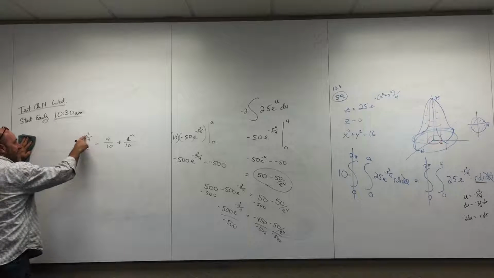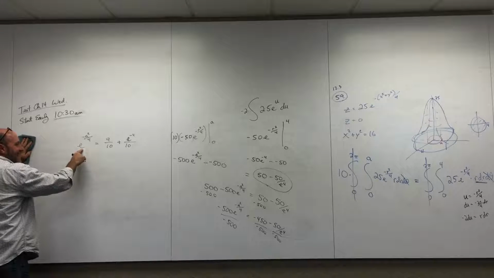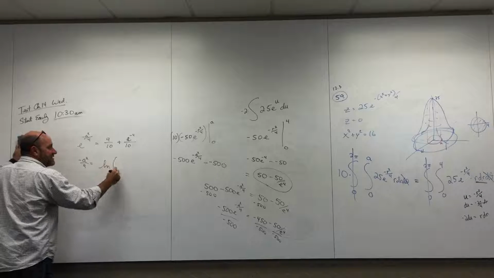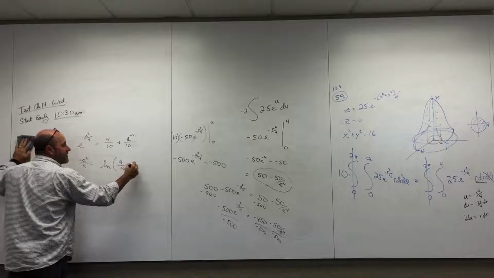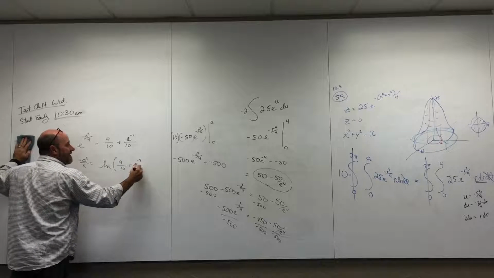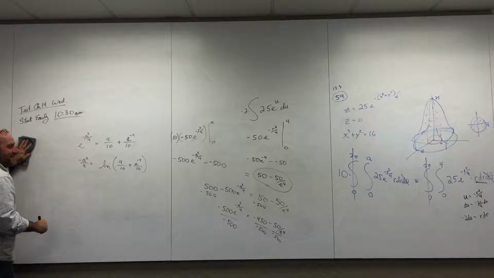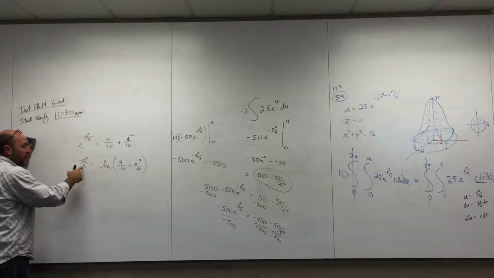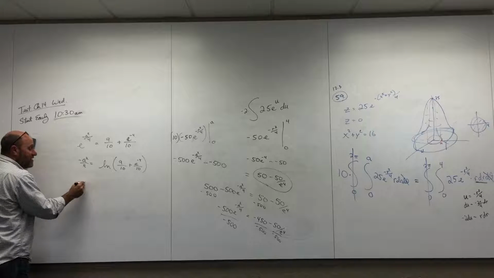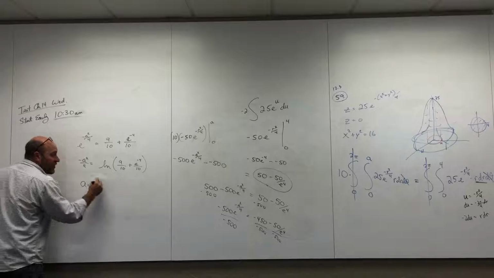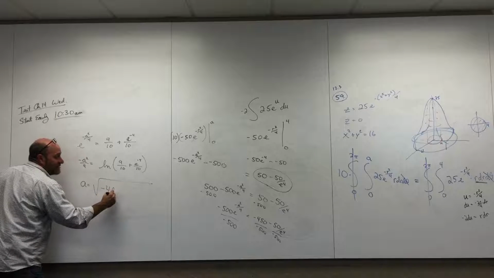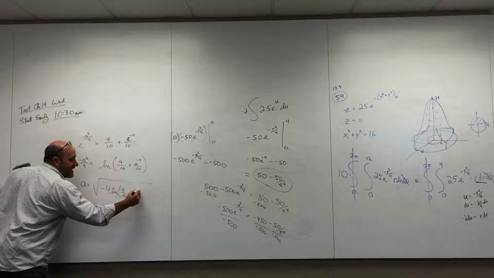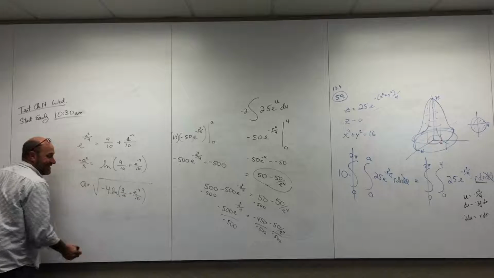Now what? How do you solve for a? ln both sides. Yes, ln both sides. Negative a squared over 4 equals the ln of this. Multiply by negative 4, and then take the square root. So a is the square root of negative 4 times the natural log of (9 plus e to the negative 4) over 10.